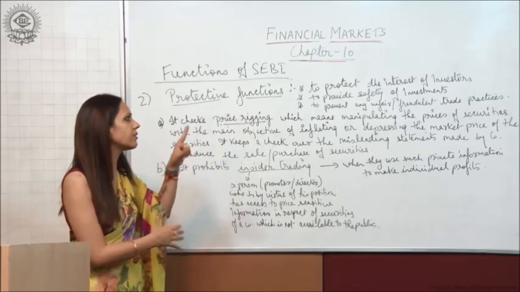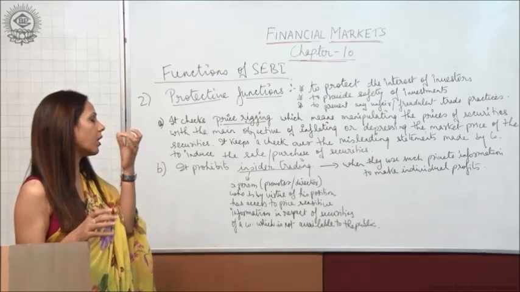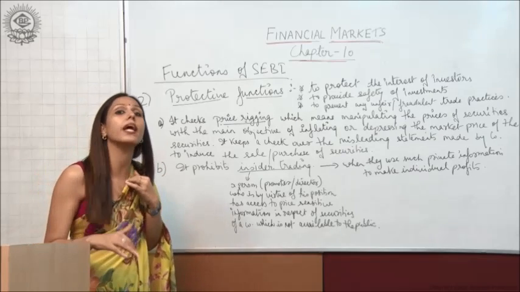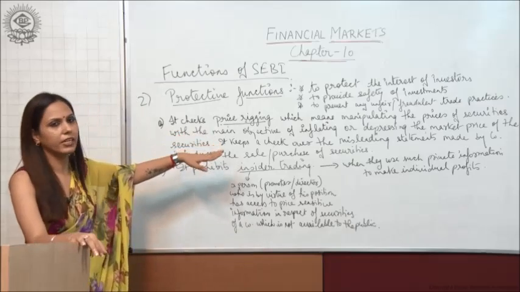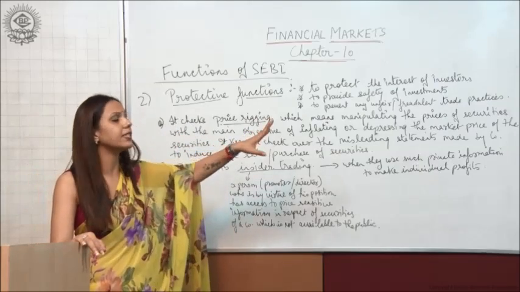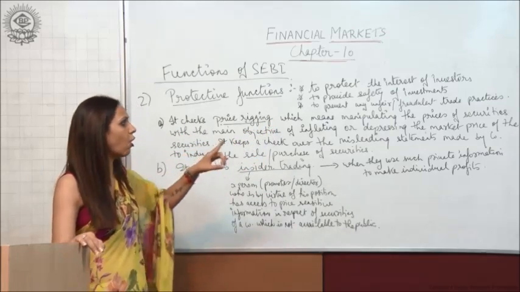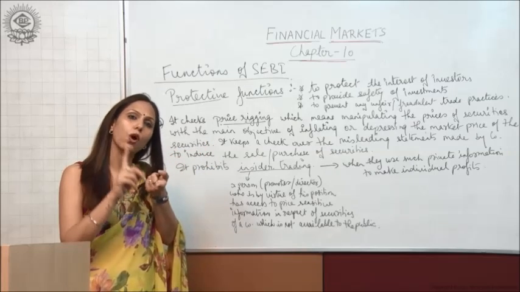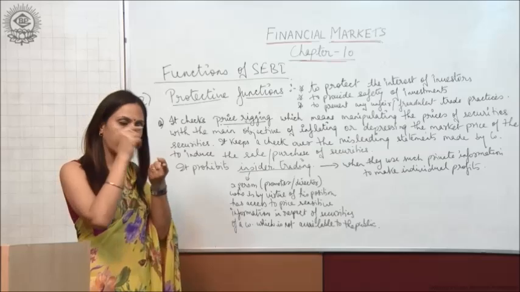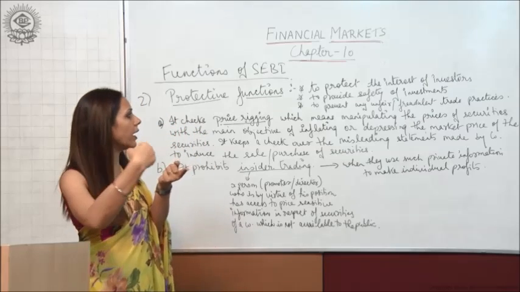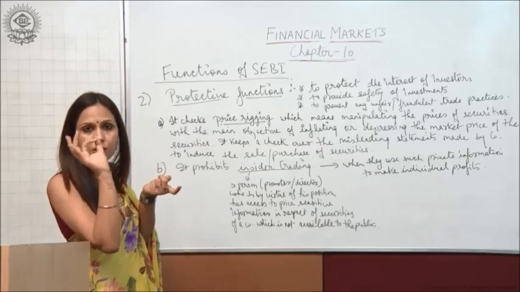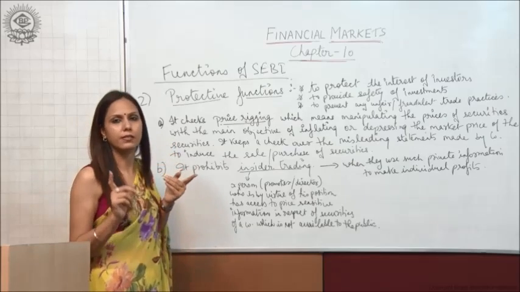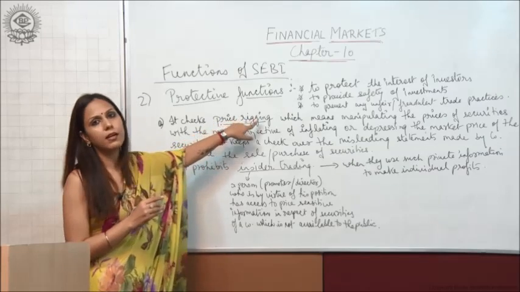Now what is price rigging? Price rigging means that when the prices of the securities are being manipulated with the main objective of inflating and depressing the market price of the securities. Means when we are manipulating the prices of the securities for inflating and depressing the market price, that is called price rigging.